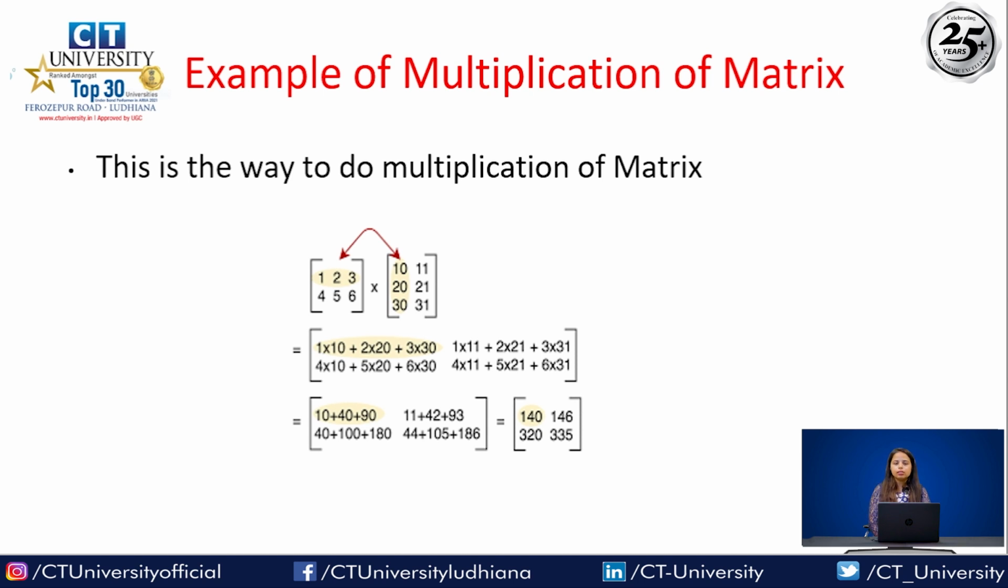Now here is the example: 1 multiplied by 10 plus 2 multiplied by 20 plus 3 multiplied by 30. This is your first element and you have to use the plus sign between them. After that, 1 multiplied by 11, 2 multiplied by 21 and 3 multiplied by 31, and you have to use plus sign between them, and this is your second element. Just like that you can multiply all these elements, and you can get the product of these two matrices.